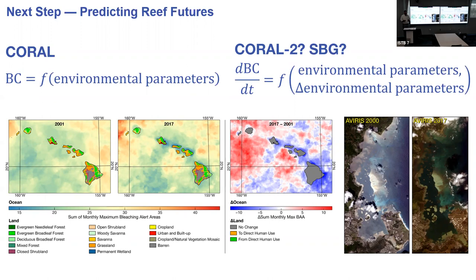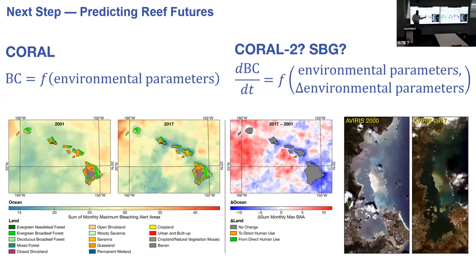Something like this. This is Hawaii in 2001. This is Hawaii in 2017. In the ocean, we have temperature stress. That's basically what it's telling you. And on land, we have the land cover class categories of forests and shrubs and all that stuff in both of these. And you can see how they're different because things have changed. This is the difference image. This is 2017 minus 2001.